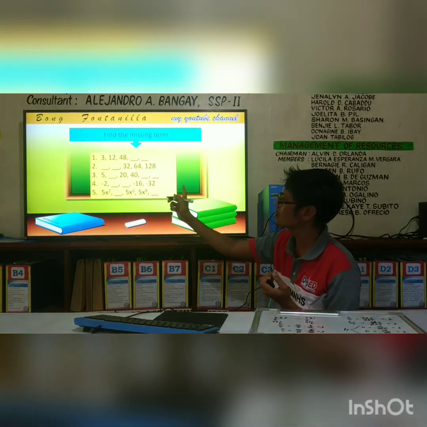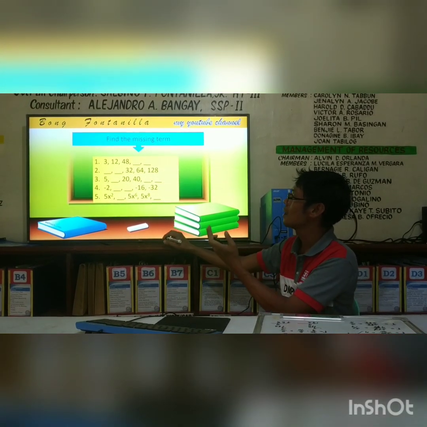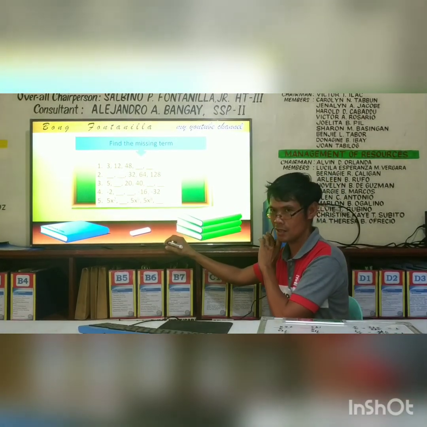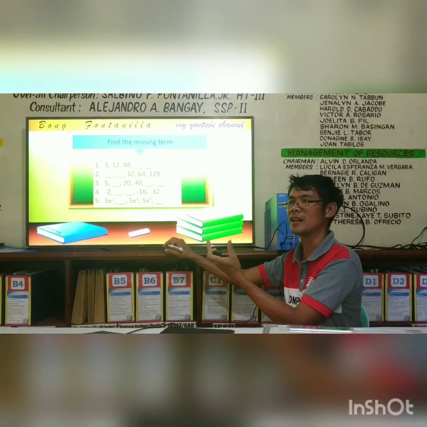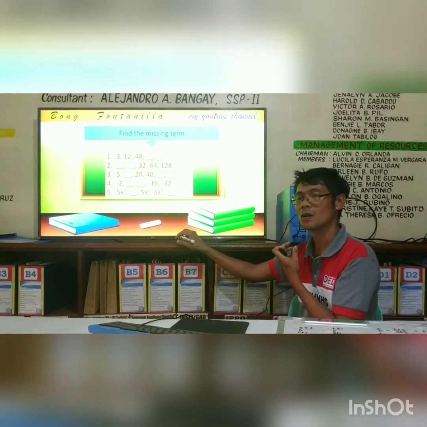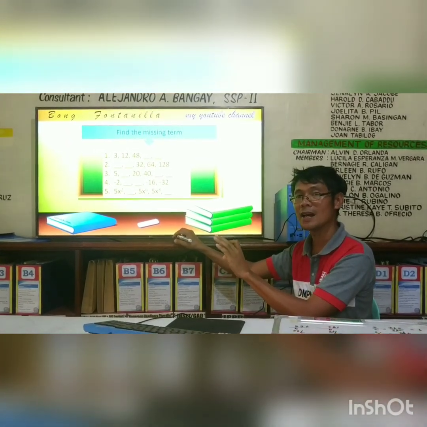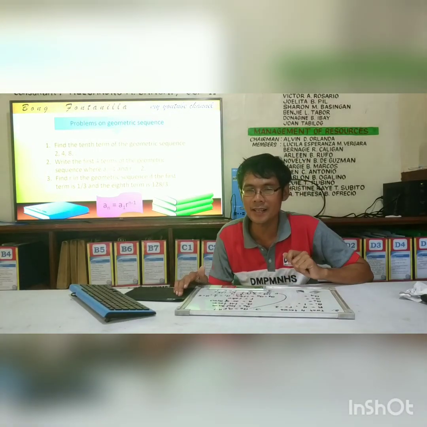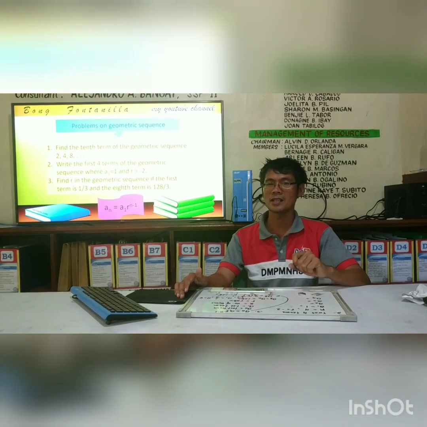So I think there's no more problem for 3, 4, 5. Kasi working onward naman na siya. Then sometimes it's working backward. So dapat alam natin kung working onward, we will multiply the ratio. If it is working backward, then we will divide the ratio.